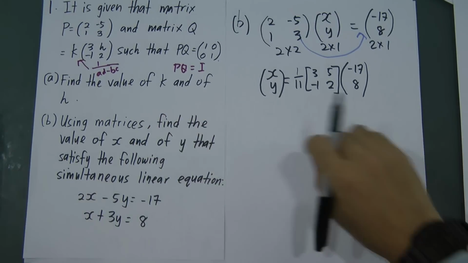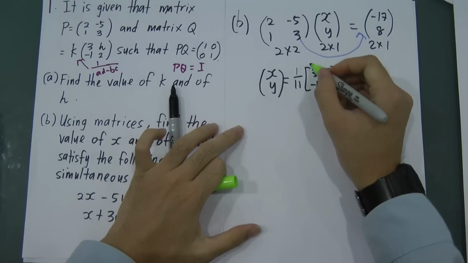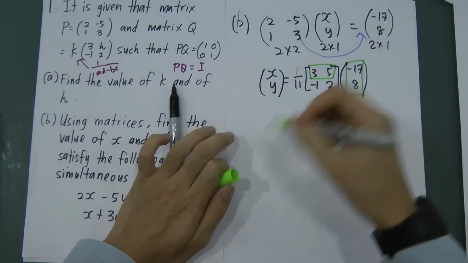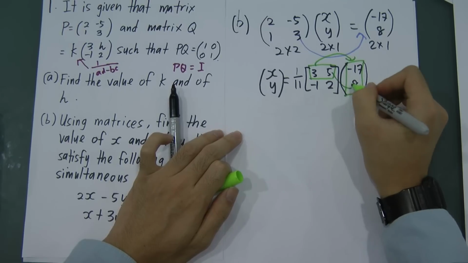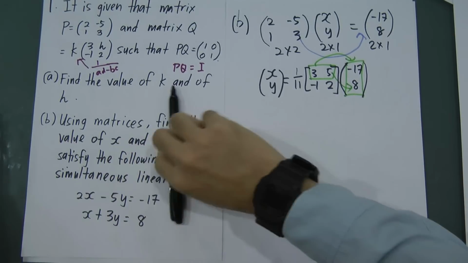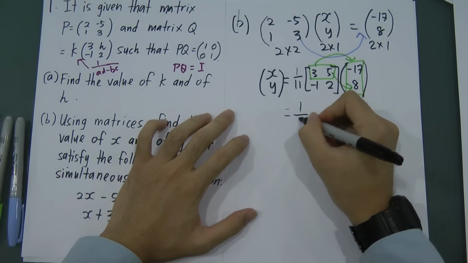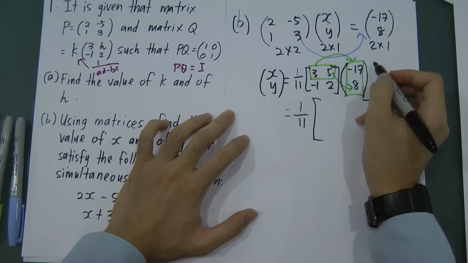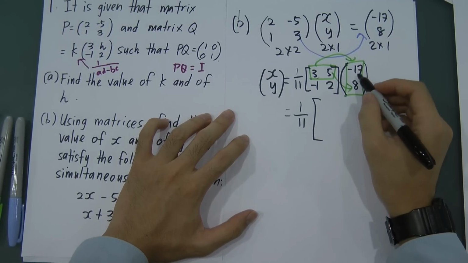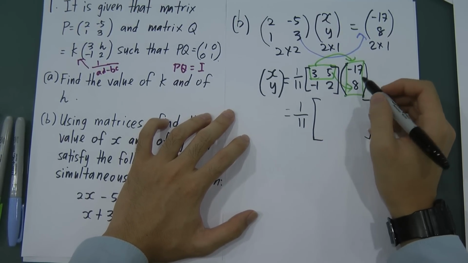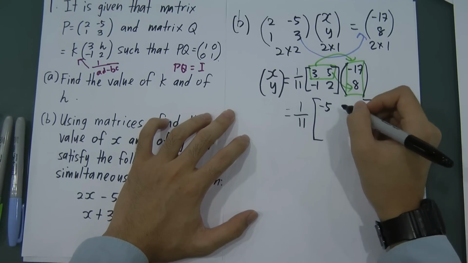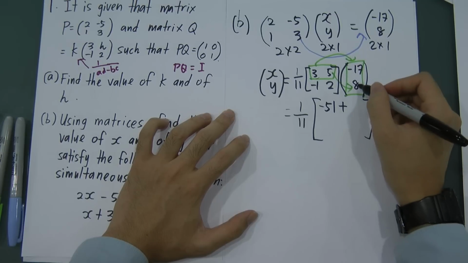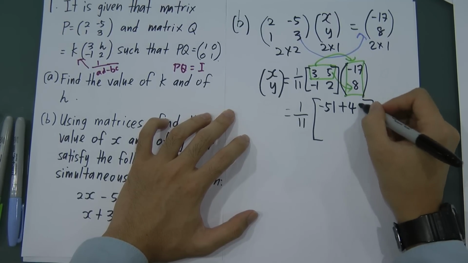Still remember in the last video what I mentioned, horizontal multiplied by vertical. So over here, I leave the 1 over 11 beside first. Then I do the multiplication over here. 3 multiplied by negative 17, I got negative 51, and then plus 5 multiplied by 8, I got 40.